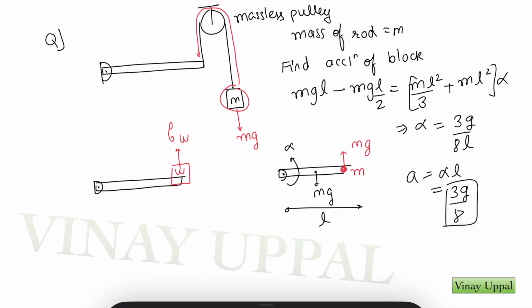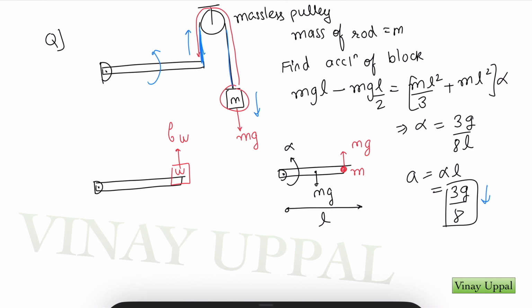If you look at the direction, since the rod is rotating in the anti-clockwise sense, the string attached to the rod is going to travel upwards, and therefore the block is going to travel downwards. So the acceleration of the block is going to be 3g by 8 in the downward direction.